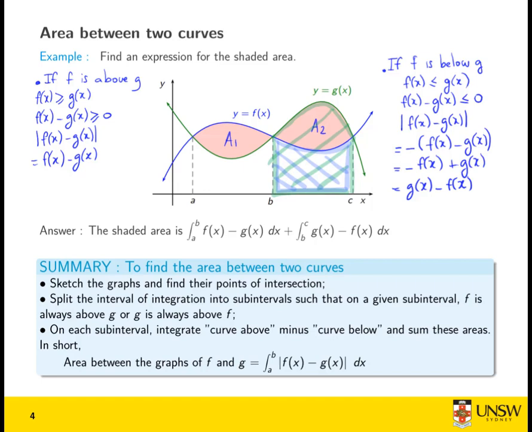That means that if we integrate the absolute value of f of x minus g of x on an interval where f is below g, we're really integrating g of x minus f of x. That's exactly what we wanted. In other words, this absolute value will be sometimes equal to f of x minus g of x. That's exactly if f is above. And sometimes it will be equal to g of x minus f of x. And that's going to happen if g is the one above and f is the one below.